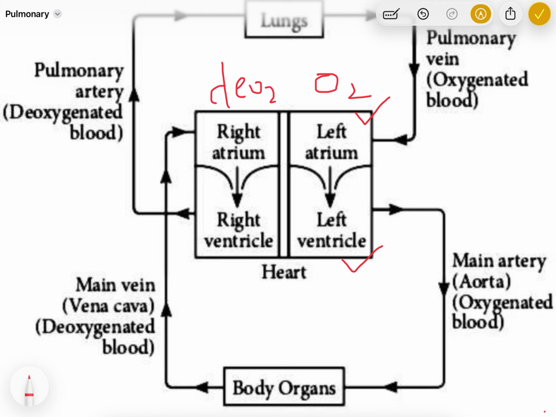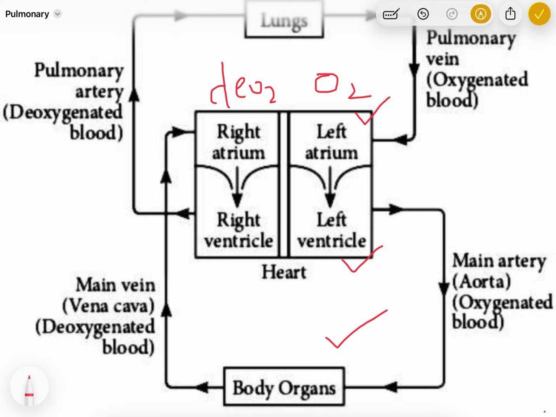To start with, first we'll take the body organs. Different body organs will release carbon dioxide after the process of respiration. That is, they break down glucose with the help of oxygen to produce ATP. Whatever ATP is produced is used for energy. From this energy source, ATP, we use it for all the metabolic activities.